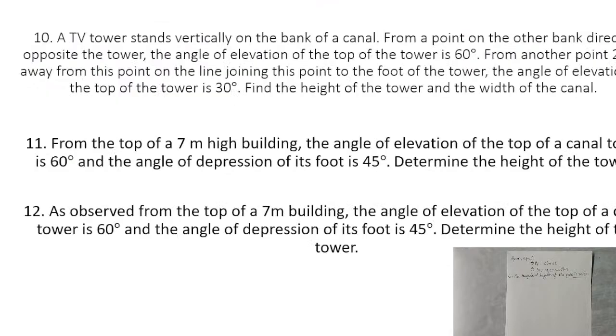Your question is on the screen. Question number 10. A TV tower stands vertically on the bank of a canal. From a point on the other bank directly opposite to the tower, the angle of elevation of the top of the tower is 60 degree. From another point 20 meter away from this point on the line joining the point to the foot of the tower, the angle of elevation of the top of the tower is 30 degree. Find the height of the tower and the width of the canal.